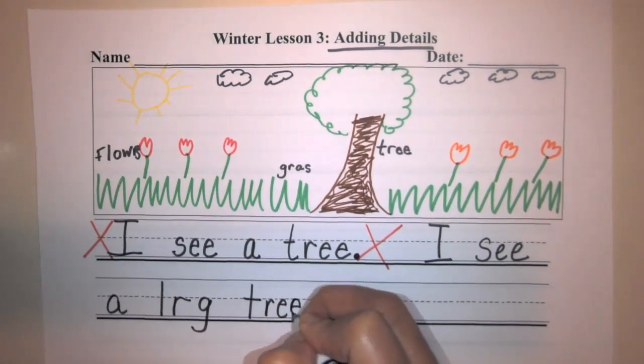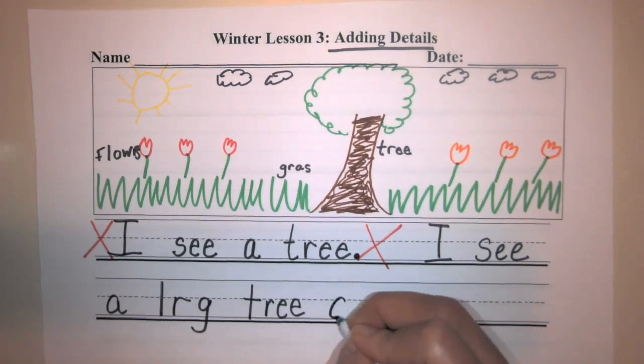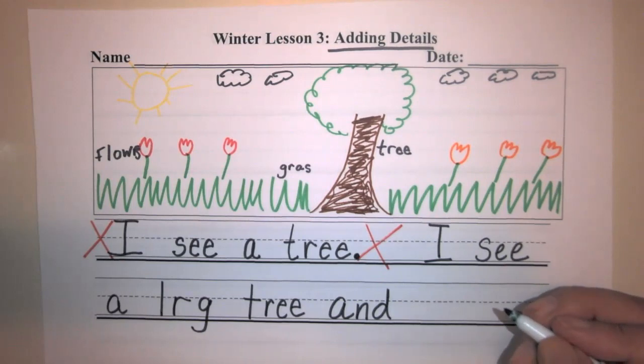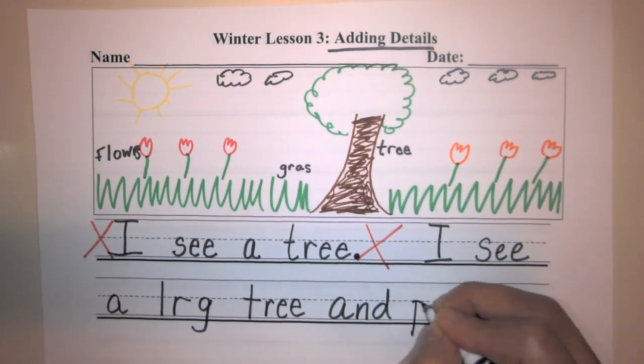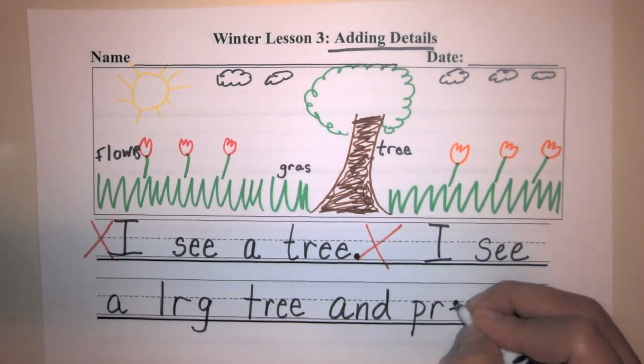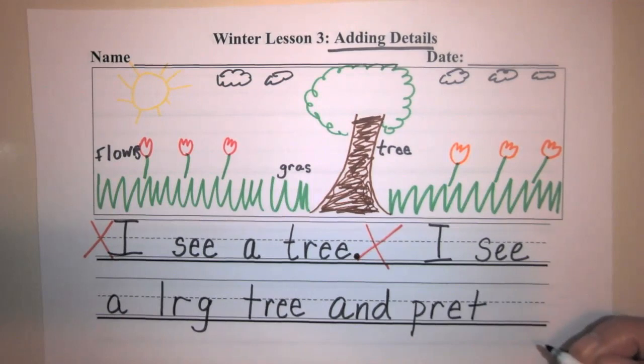And I know I'm not done. I'm going to use the sight word and. I see a large tree and pretty. Pretty. Hear that P-R, hear that E sound, pretty. Hear that T, pretty, E-E. I hear that E sound. I see a large tree and pretty flowers.